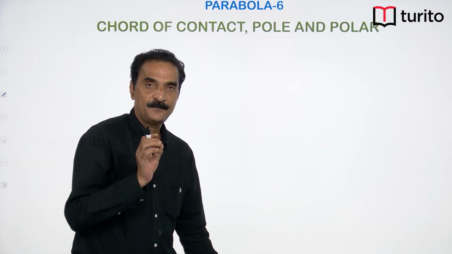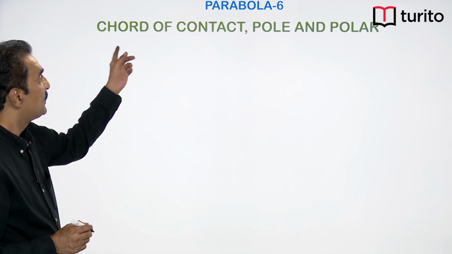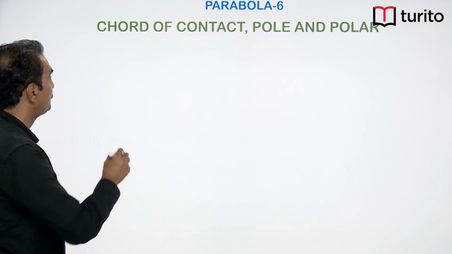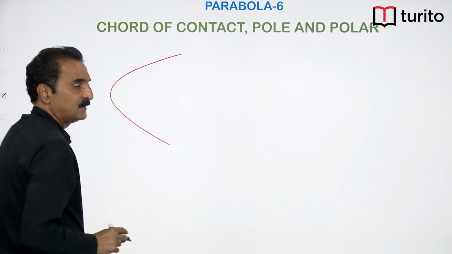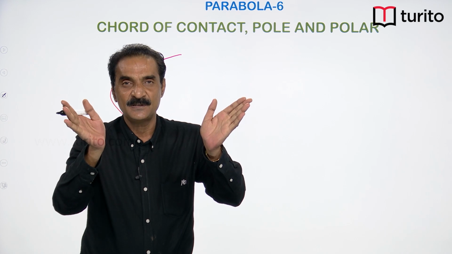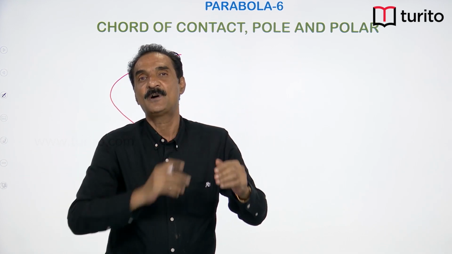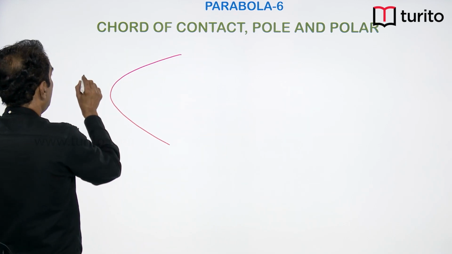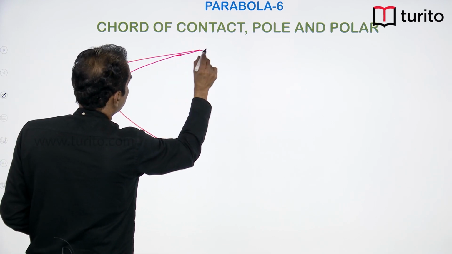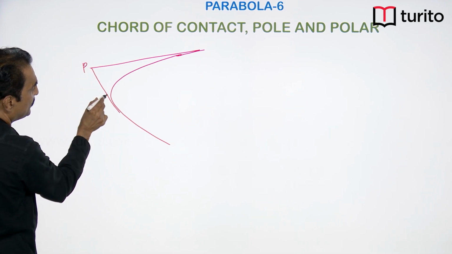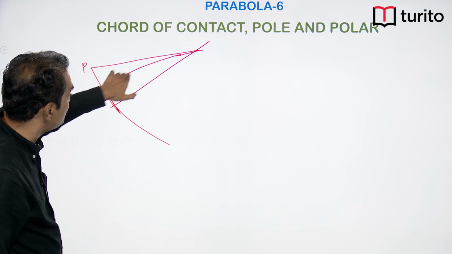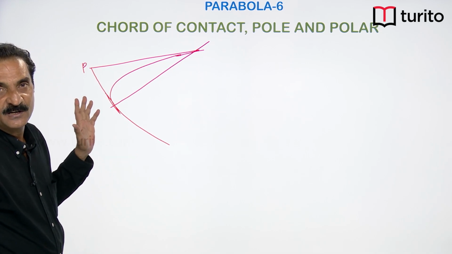Next, only a few more points are left in the theory. Chord of contact, pole and polar. What is the chord of contact of a parabola? We have already studied the chord of contact of a circle. If tangents are drawn from an external point, then the chord joining the points of contact is called the chord of contact. Similarly, in a parabola, take an external point P. From P, draw two tangents. Then join the points of contact. Then this line is called the chord of contact of this point with respect to the parabola. Hope you have understood the meaning of the chord of contact.